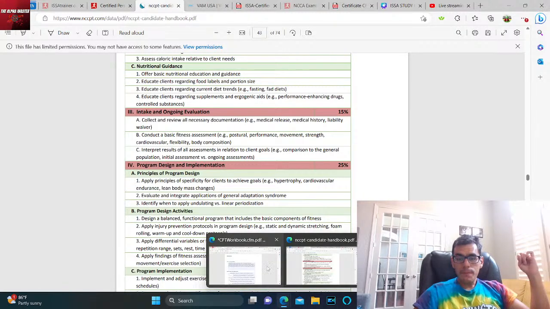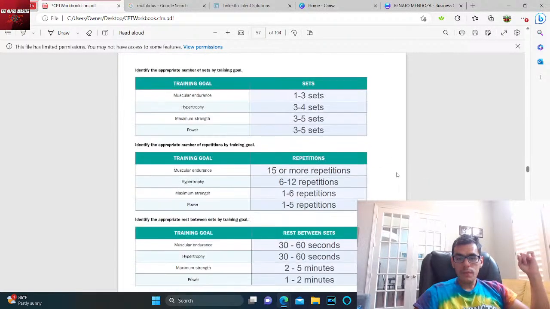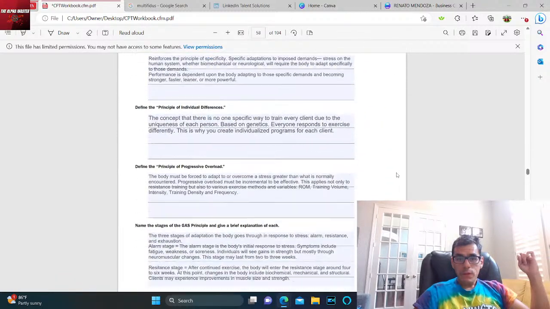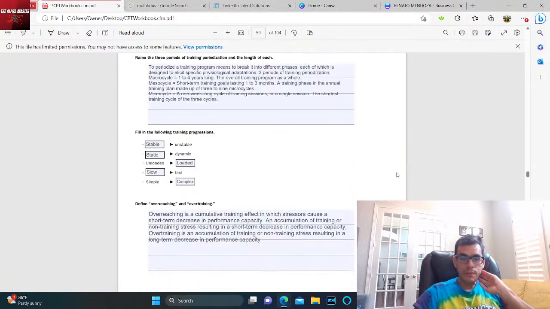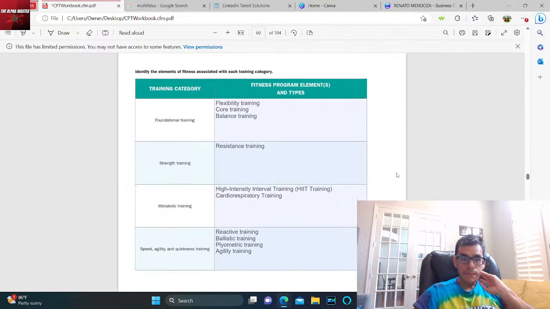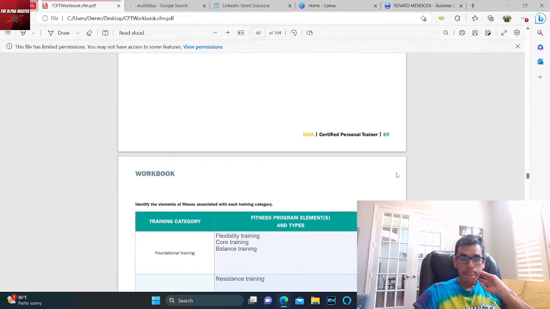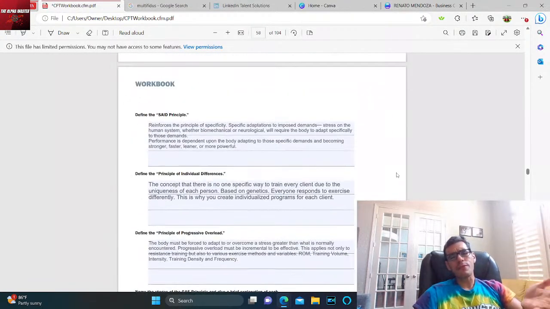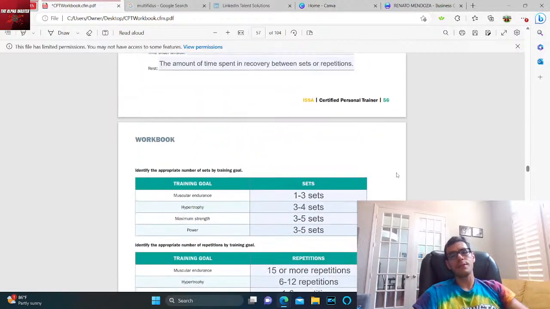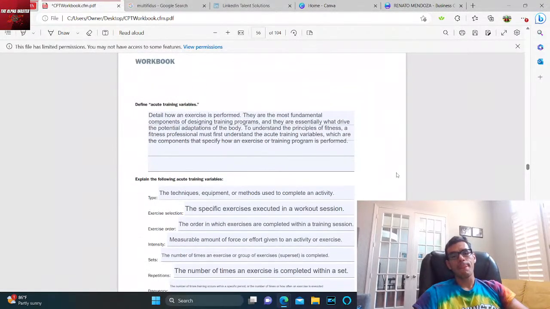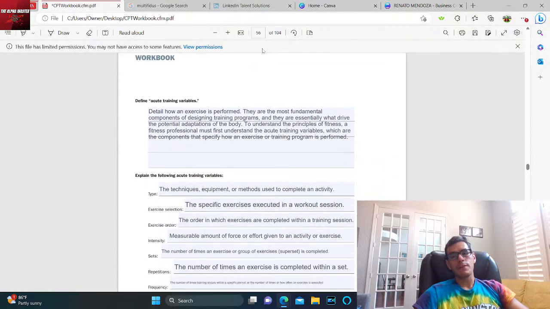And in the workbook, you have the training variables and all the definitions of the principles. So it's very straightforward. It should not be that complicated. So let's get ready for it.